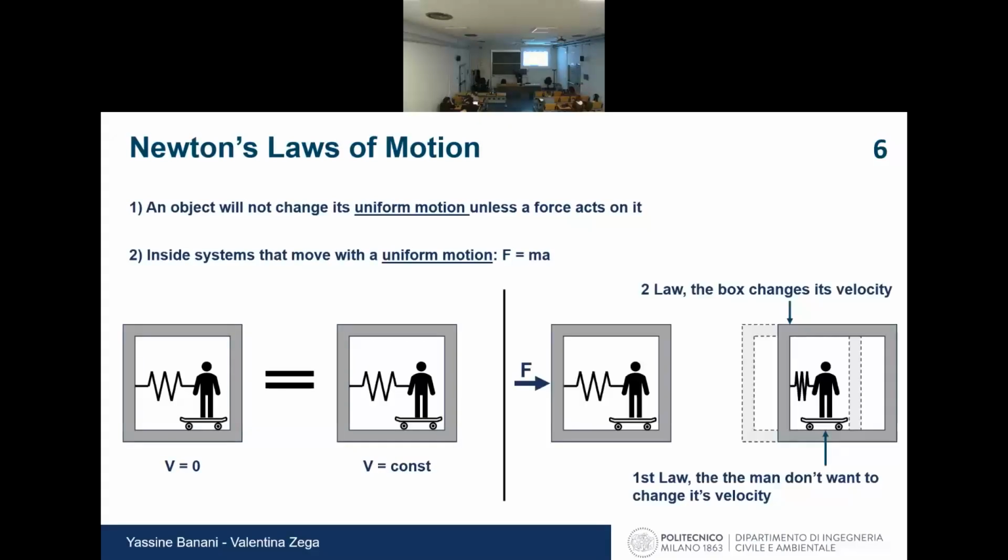If we apply a force to the box, due to the second law of motion, we have an external force. The box wants to move, so it changes its velocity. This guy is on a skateboard, so there is no friction and no force applied on him. So due to the first law of motion, he doesn't want to move. So there is a relative motion between the two, and we see it in the change of length of the spring. So this is something that we can measure, we can see.